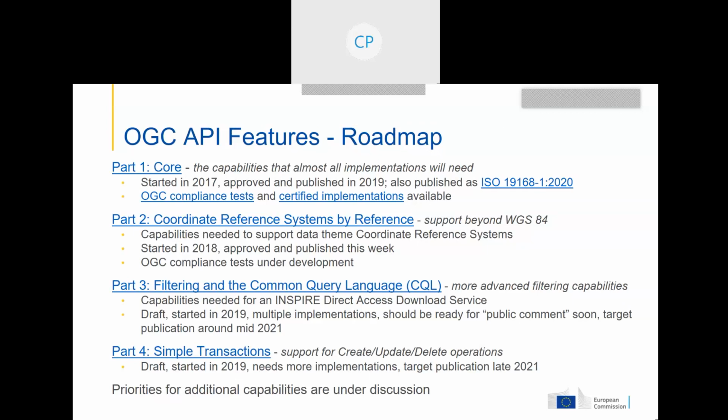Then there are two more that are quite advanced and with multiple implementations. The third one gives you more advanced filtering capabilities, and that is also relevant for Inspire. That will be needed to meet the requirements of direct access download services, the requirements in the regulation. That's in draft status. There are multiple implementations of this, I think about 5 or 6 on the server side, and it's pretty much mature. We're wrapping up the work to get it ready for public comment.